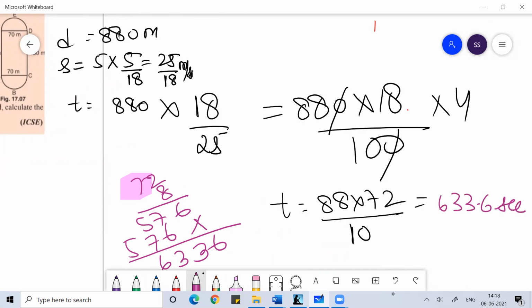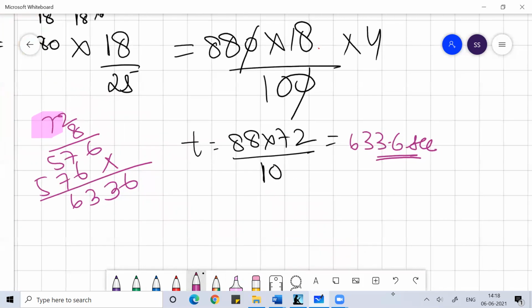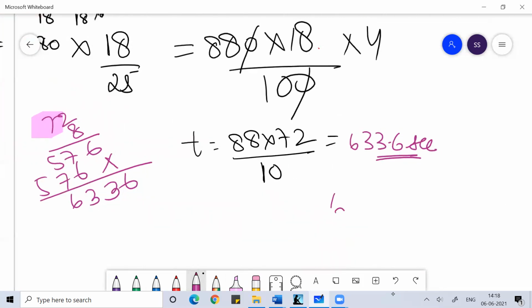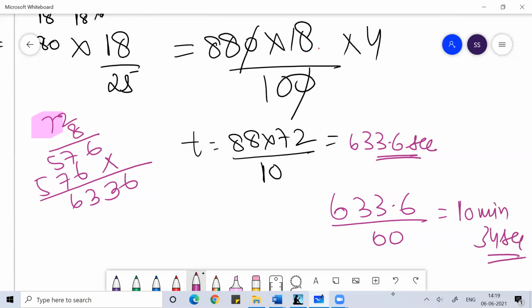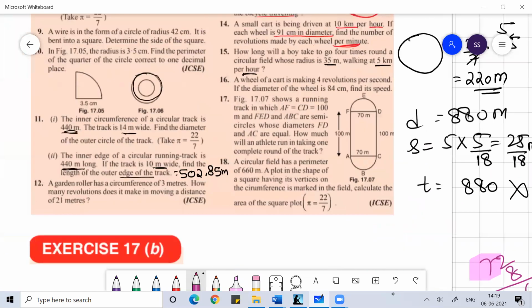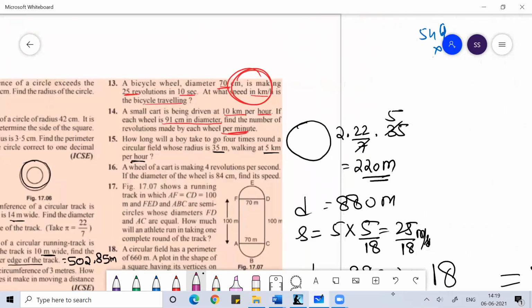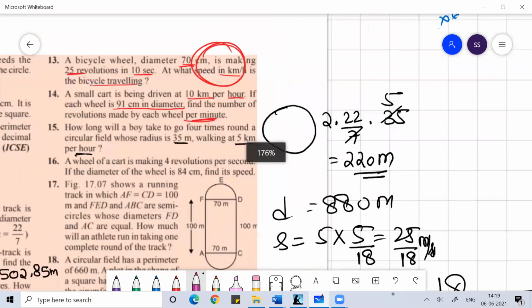633.6 seconds. That you converted into minutes. Yes, sir. 633.6 divided by 60. So 10 minutes, 34 seconds.